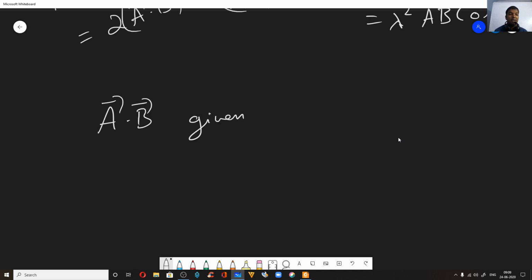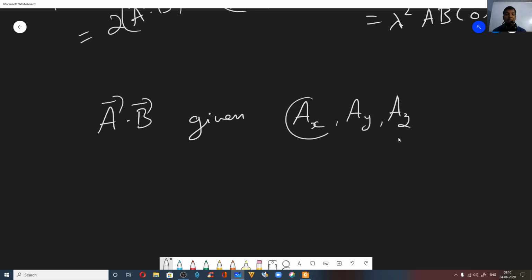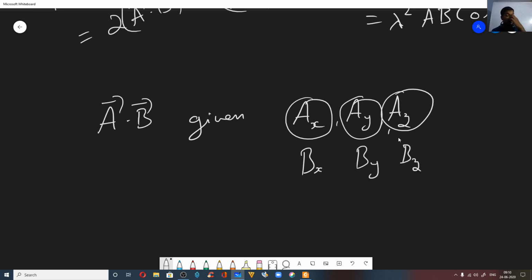given the components of a and b in your Cartesian coordinate system. Let us say given ax, ay, az. So these are the components: the x component along the x axis, the component along the y axis, and the component along the z axis. Then they will give bx, by, and bz also.